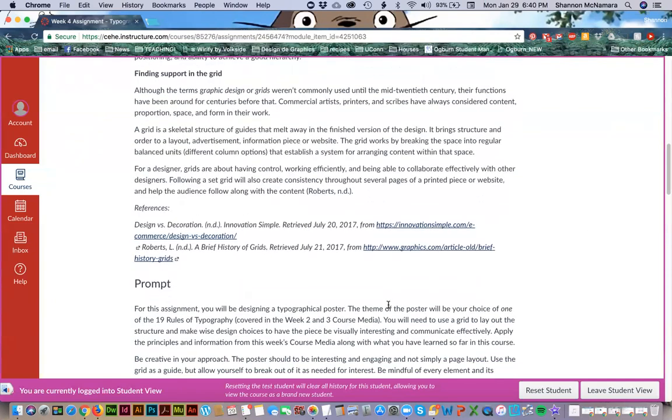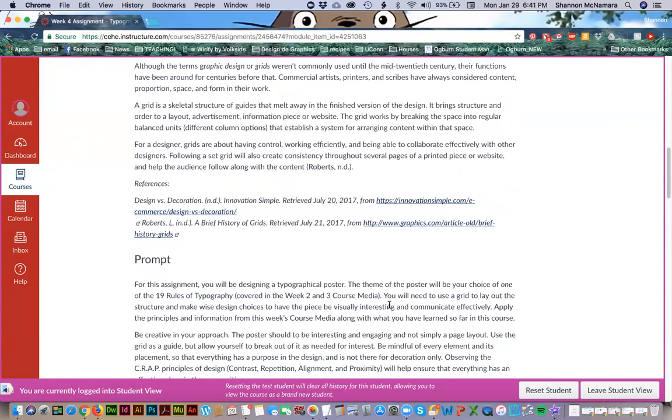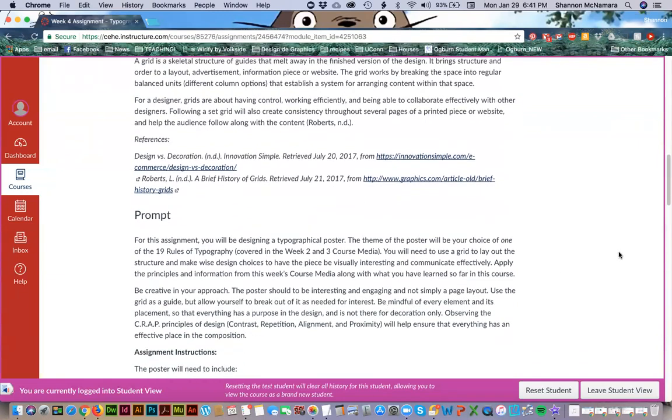So here's our prompt. For this assignment, you will be designing a typographical poster. The theme of the poster will be your choice of one of the 19 rules of typography, which were covered in the week 2 and week 3 course media. So you'll need to go back into the course media and find those 19 rules.